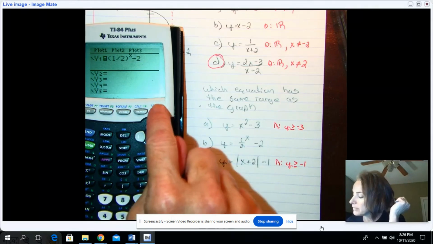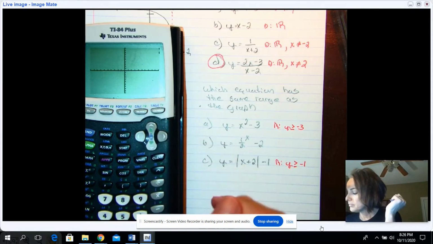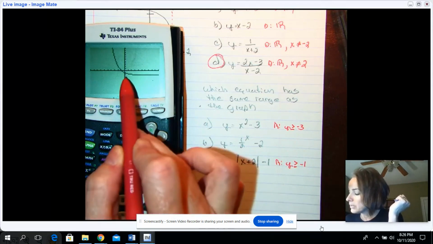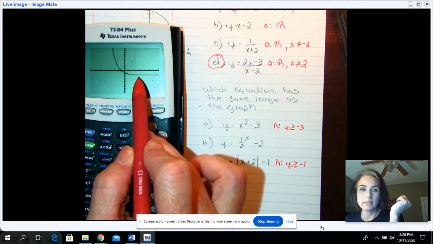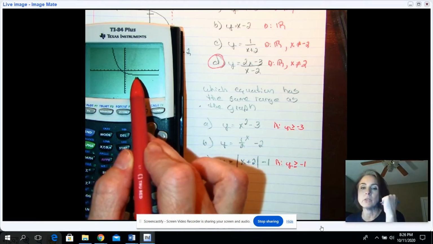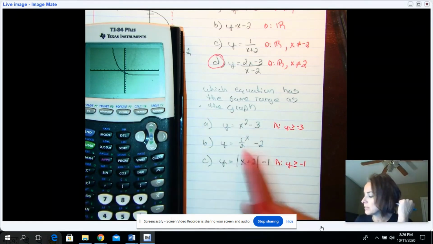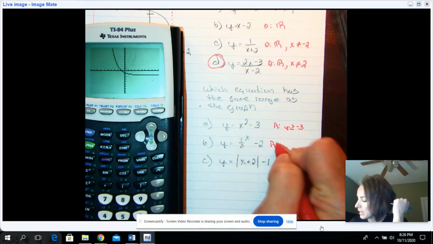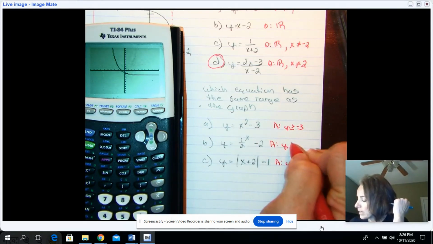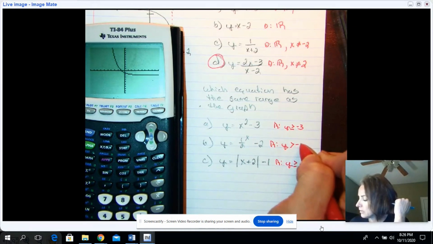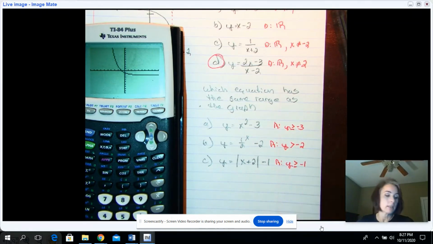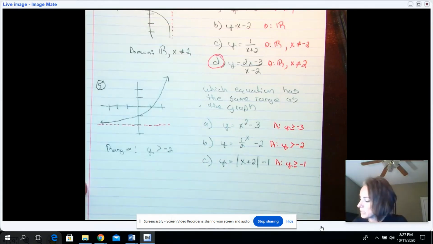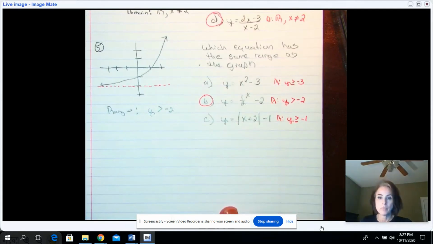So look at this graph. It's going to get really, really close to -2, but it's never going to touch it. If you actually put this in Desmos, it'll look much better. So this range is y is greater than -2, because it's an exponential. So which one has the same range? And it would be this one.